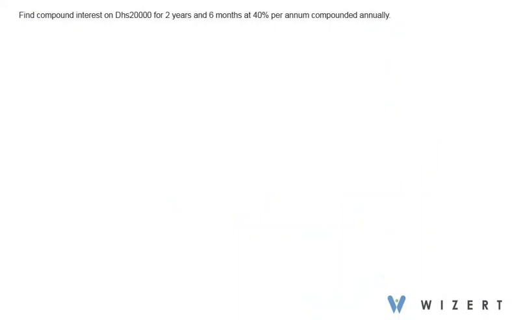We have this question here. Find compound interest on 20,000 dirhams for 2 years and 6 months at 40% per annum compounded annually.